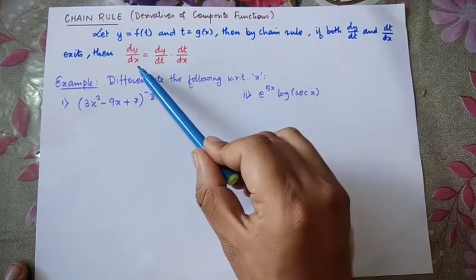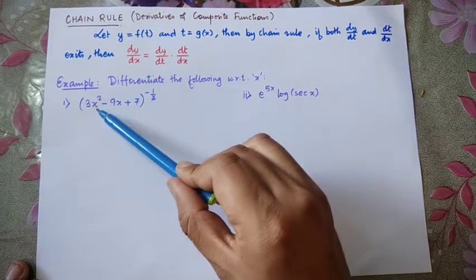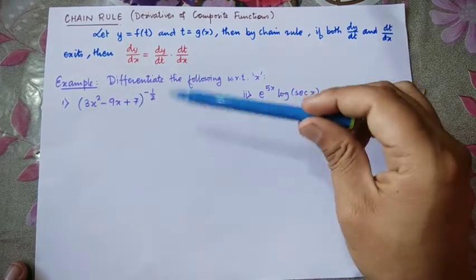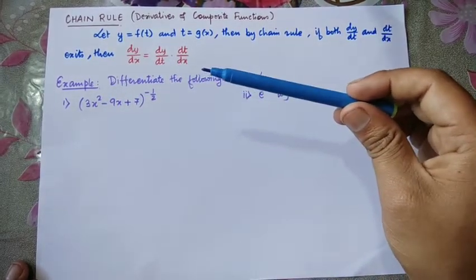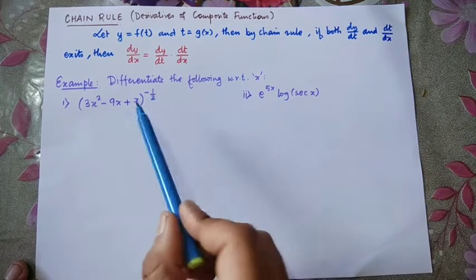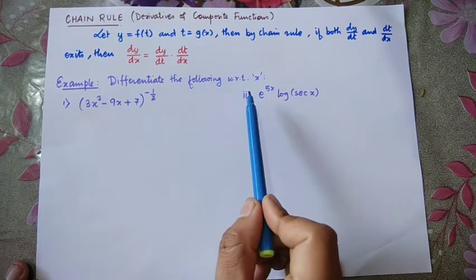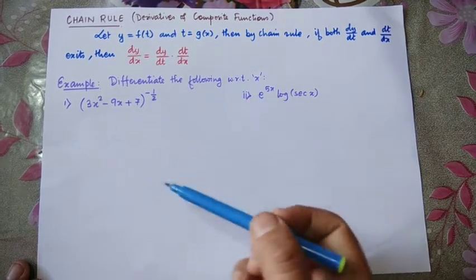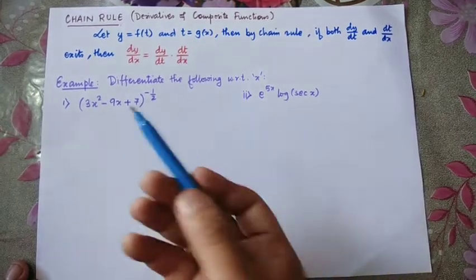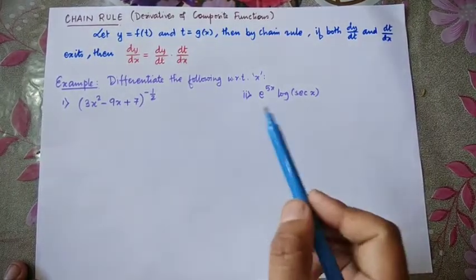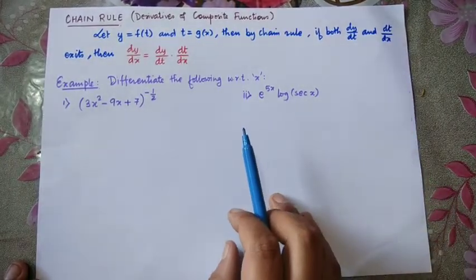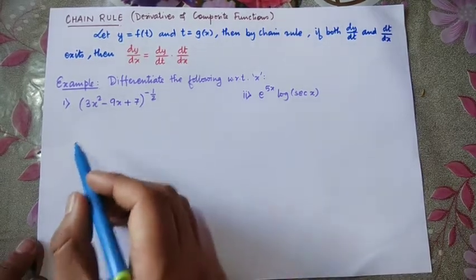So we'll directly try to see the problems, because once you see the problem, the rest of the problems are going to be very easy. Now the question says differentiate the following with respect to x. Again as usual I'm going to consider this full thing to be y, and let's have a look at how to solve this.